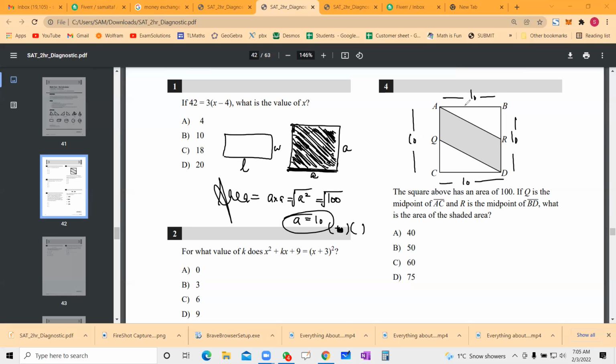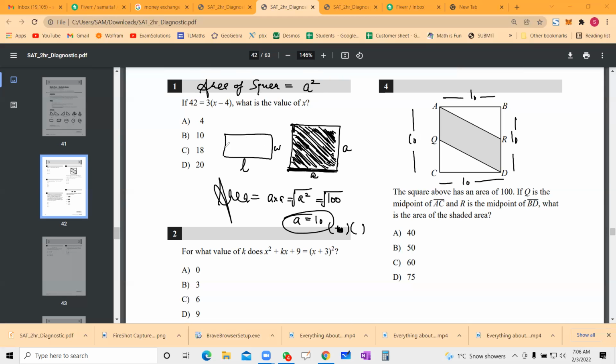Because the area of the square is A squared. Remember, you can write the formula: area of square is equal to side squared. If the side is A, it's A squared. Okay.